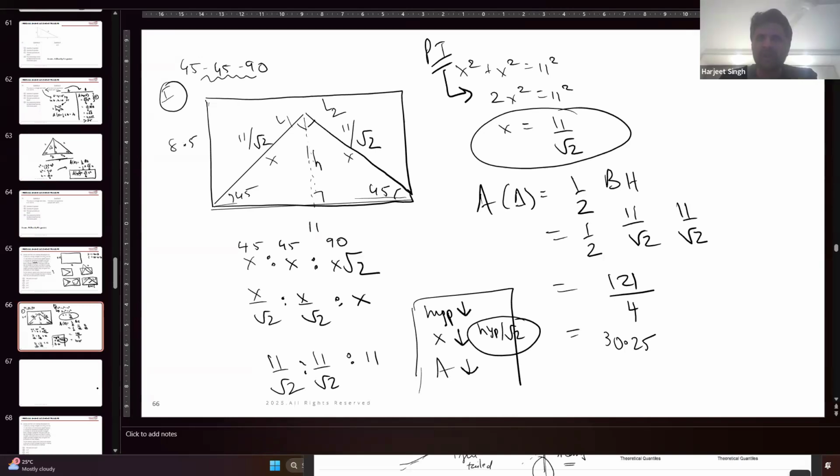So how do we find the height? We know the area is 30.25. So can I say that is also equal to, and this is additional, this is just for validation.